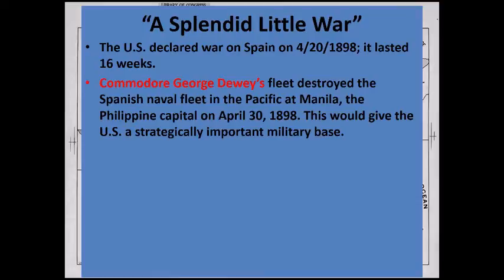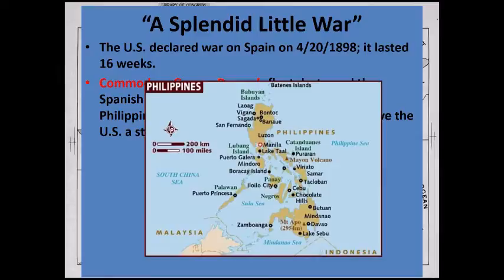Here we see a map of the Philippines. It's kind of between Australia and China, to the southeast of China, to the southwest of Japan, to the northwest of Australia. And so it's very strategically important, centrally located. And from here, the U.S. can send out ships to many different places. So this would be a piece of land that the U.S. would hold on to for decades. And it wasn't until after World War II that the U.S. allowed the Philippines to have its freedom. And we'll talk more about the Philippines later.